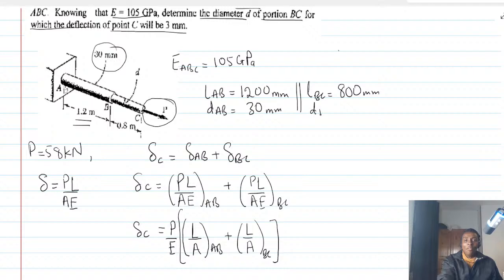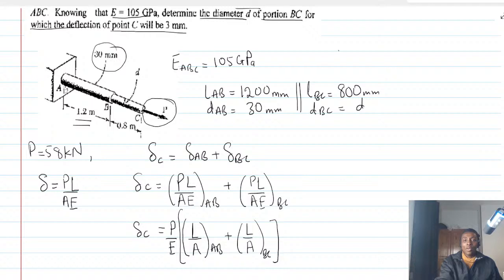But the diameter of BC, in fact, that is the question. He said we should find the diameter of portion BC. So let's call that diameter D, the diameter of the portion BC. But what do we know? We know that the deflection at C is the total deflection: the deflection in AB plus the deflection in BC. So at this juncture, we are just going to substitute the values, and then we will be able to solve.